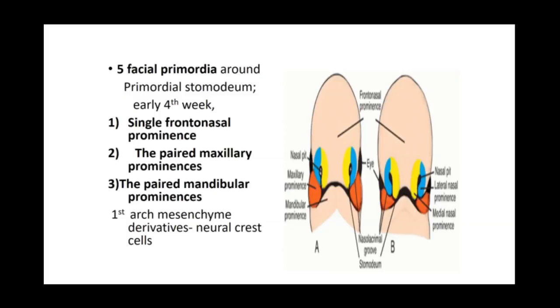Then that is the frontonasal prominence. Then there are two prominences on each side. One is the maxillary prominence, one on each side, and then there are the paired mandibular prominences. This is exactly the region where you had your first pharyngeal arch. There again, we had the maxillary prominence and the mandibular cartilage and the maxillary arch. Right, so this is the same area we are talking about.